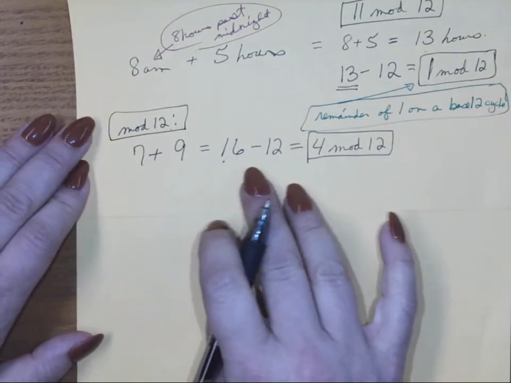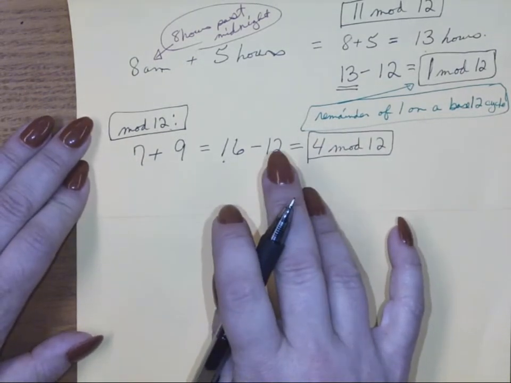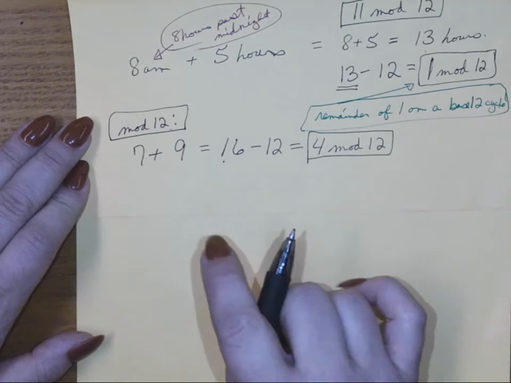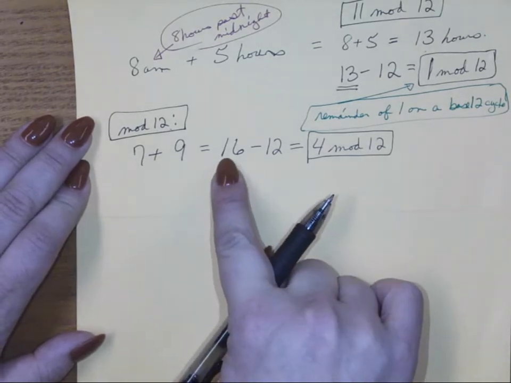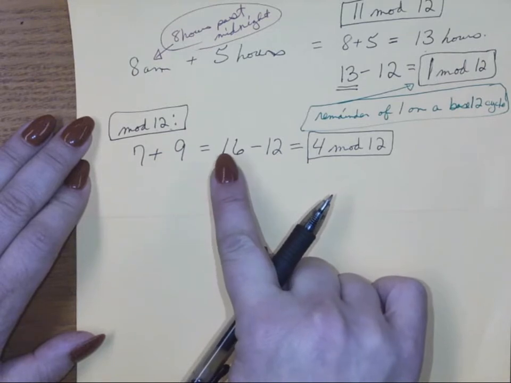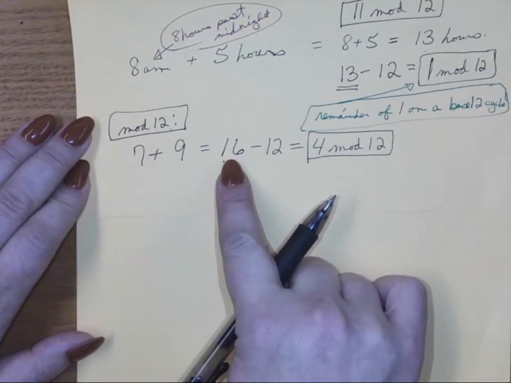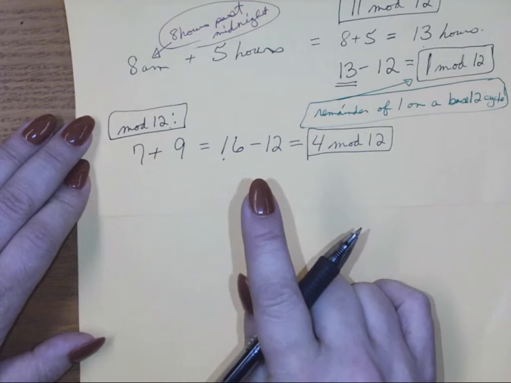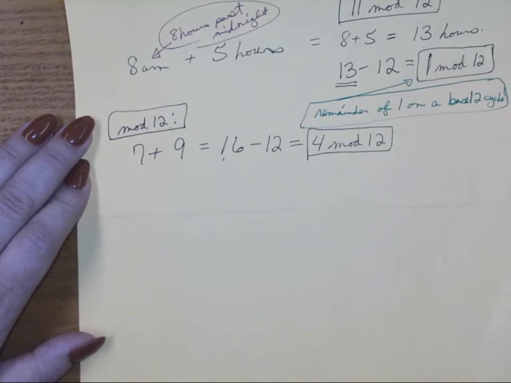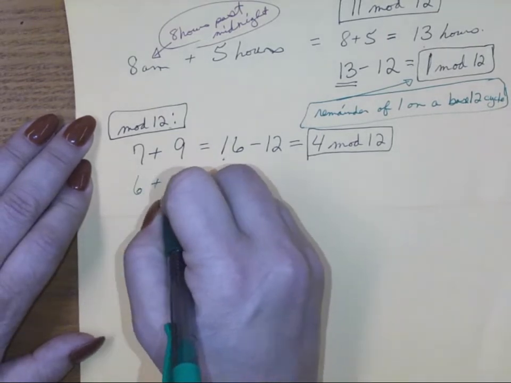So the process there is that I'm subtracting out the 12 because the number was bigger than 12. So I'll do some in a second where the number is actually smaller than 12. But I want us to get used to these first. So here we go. Let's do one more. Let's do 6 plus 11.